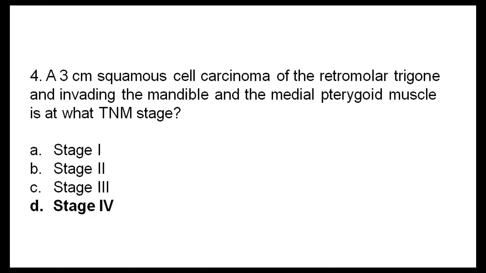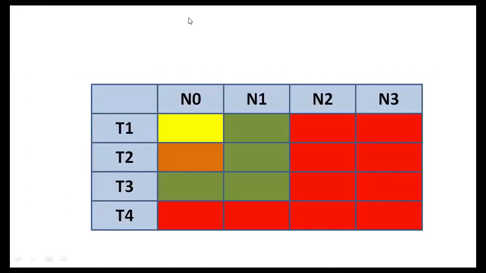I hope I didn't confuse you. This is what you've read; I just went over it again. I'd just like you to remember this particular table for staging, which I find very useful. This yellow represents stage 1. So T1 N0 is stage 1. There is just a very small component. T1 means less than 2 centimeters. So this is stage 1.